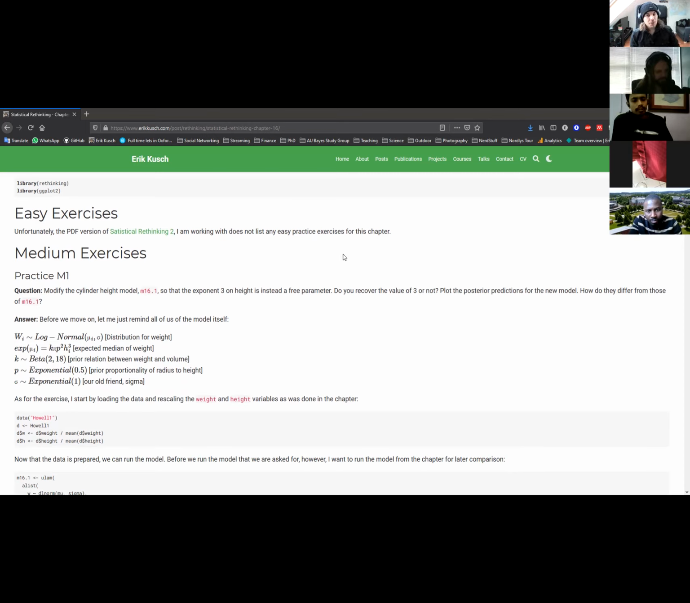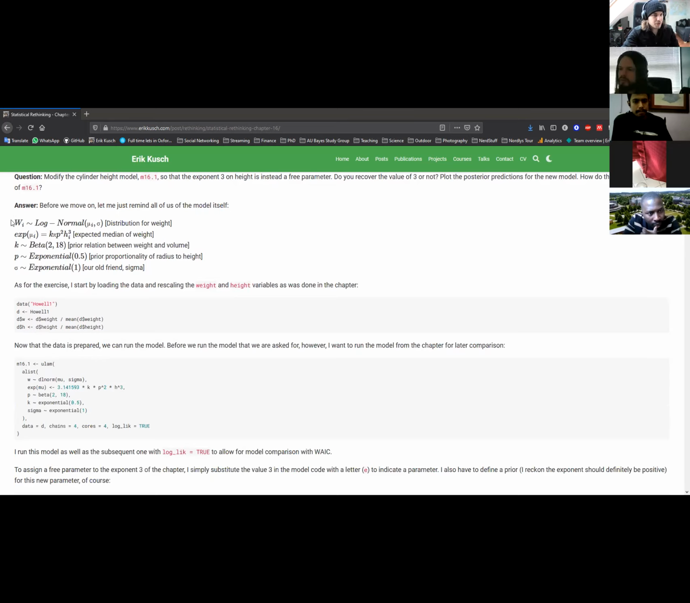The question then is, do we recover the value of 3 or not? And we are asked to plot the posterior predictions for the new model and explain how they differ from those of the model in the book. So here's just a quick reminder, for those just reading the blog post later on, of what our model specification looks like.